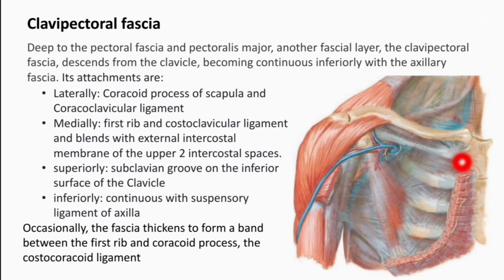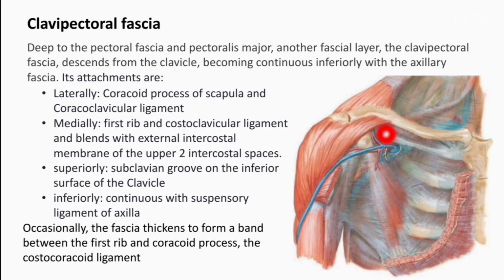Medially it is attached to the first rib, the costoclavicular ligament, and it will blend with the external intercostal membrane of the first two intercostal spaces, and superiorly it will be attached to the inferior surface of clavicle on the margins of subclavian groove, and inferiorly it will be attached to the axillary fascia forming the suspensory ligament of axilla.